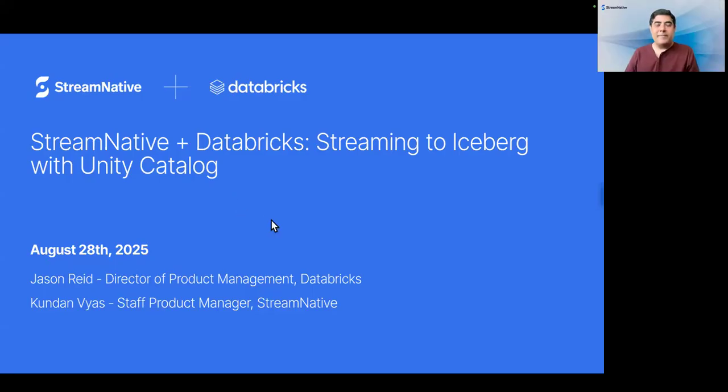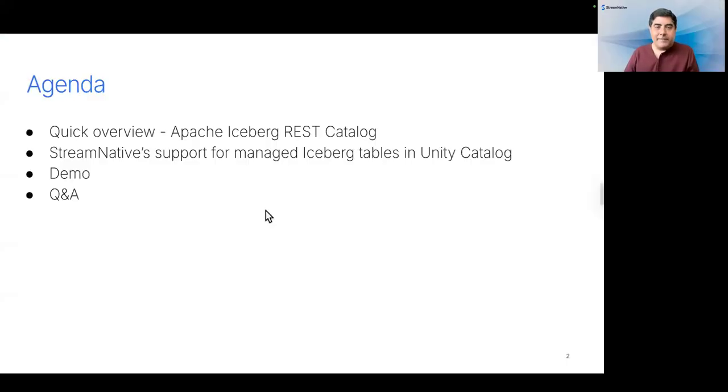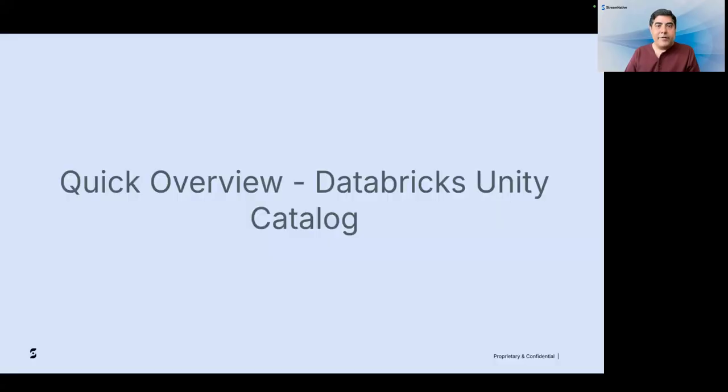Awesome, awesome. Welcome, Jason. All right, so let's get started. We have only one topic today, so we're going to really focus on going a little deeper into this. Jason is going to get started talking about the Apache Iceberg REST catalog and all the details around that. I'm then going to cover StreamNative's integration with the Iceberg REST catalog, support within the Unity Catalog, and then I'm going to show you a demo if everything goes well. So we'll keep it light. That's the only topic for today. So let's get started. Jason, over to you.